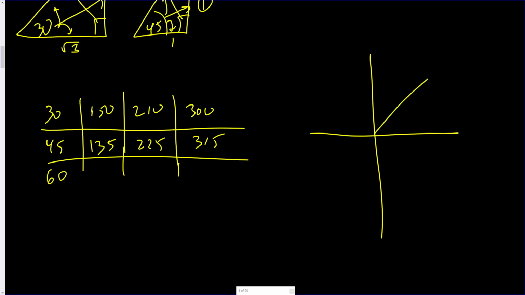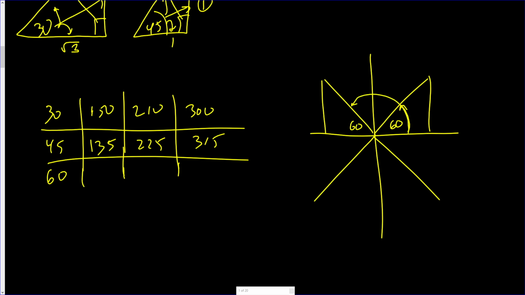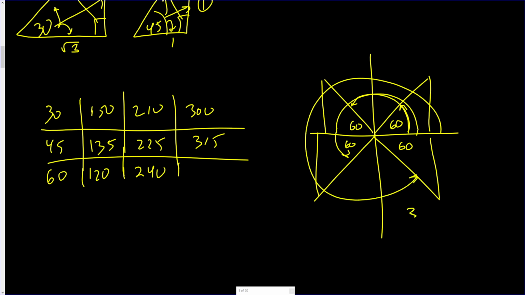60 degrees. If you're in quadrant 1 and that's 60, well, that's 60, which I have. If you're in quadrant 2 and that's 60, well, this is almost 180. In fact, it's 60 degrees less than 180. Quadrant 3 is 180 plus 60, 240. Quadrant 4 is almost 360. It's 60 degrees less than 360.